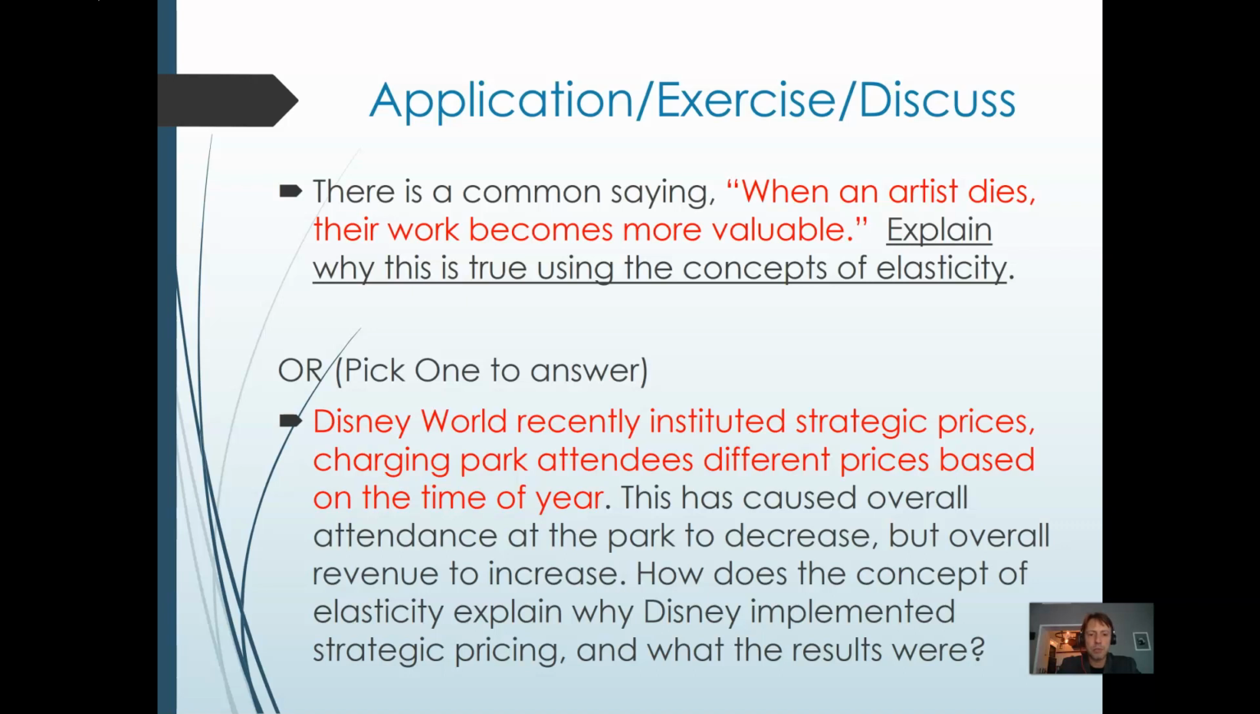So how does the concept of elasticity then explain why Disney implemented this pricing and what the results were? Again, please respond to one of those two questions, and I'll look forward to talking to you next time.